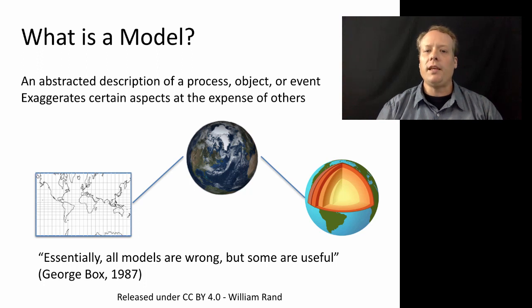Now, neither of these models is a perfect model, right? Both of these models are wrong to some extent, and in fact, George Box, a famous statistician, had a quote to that effect: essentially, all models are wrong, but some are useful. The perfect model is not the model that best represents the world around us, but instead is a model that exaggerates the aspects of the world that we're most interested in and can help us solve the problems that we're looking at.